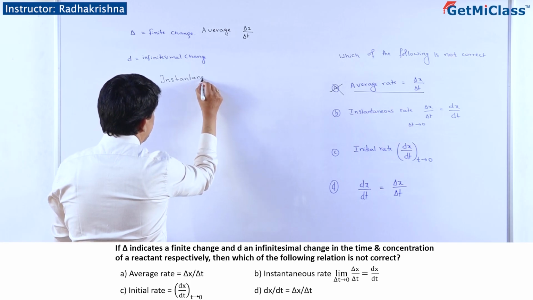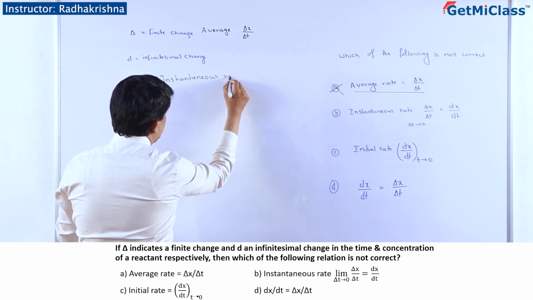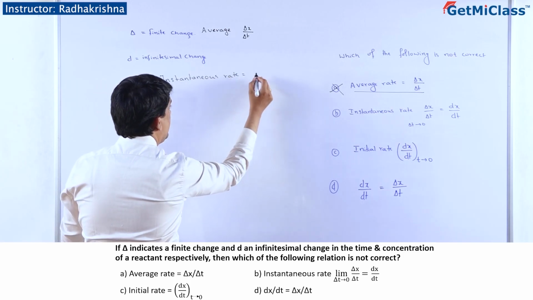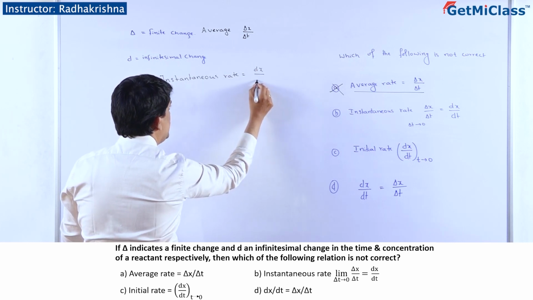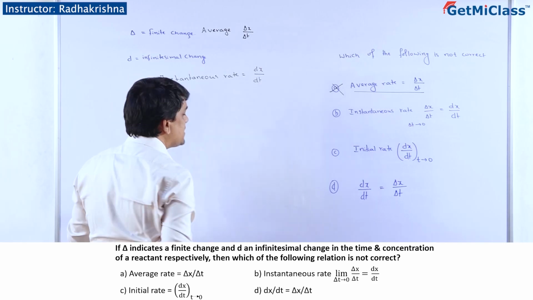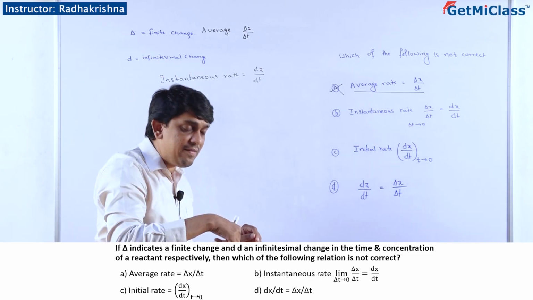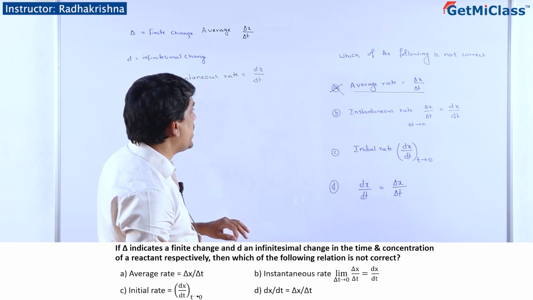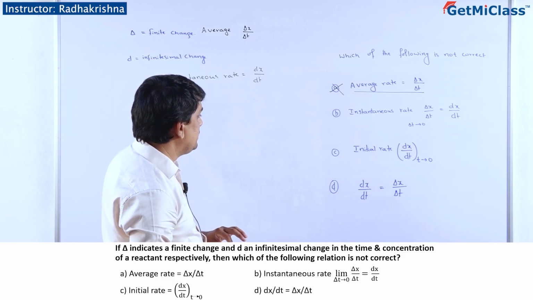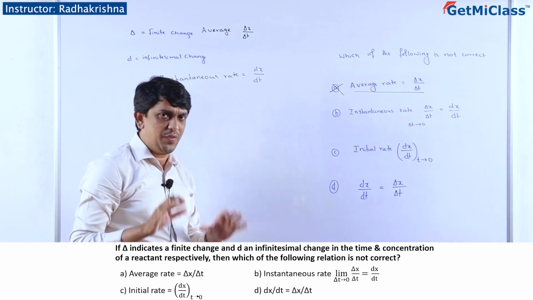Instantaneous rate. It is nothing but a small change in concentration with respect to a small time interval. That means it is at a given instant of time. So whether it is given anywhere, instantaneous rate equals dx by dt, it's not given anywhere, it's fine.